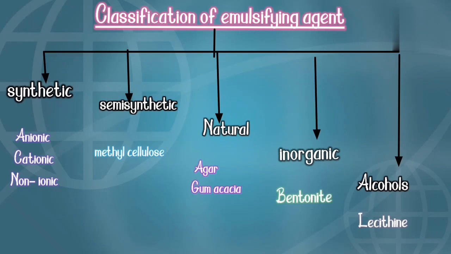Next is inorganic. In that, bentonite is the best example because a combination of bentonite with a layered double hydroxide represents an effective emulsifying system. It provides high stability against corrosion. Now lastly we see about alcohol as an emulsifying agent. In that, lecithin is commonly used in the preparation of food, cosmetics and medications. This is all about classification of emulsifying agents.